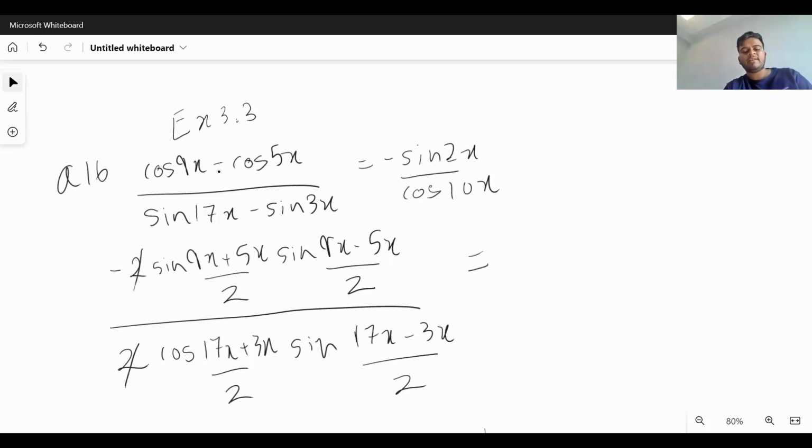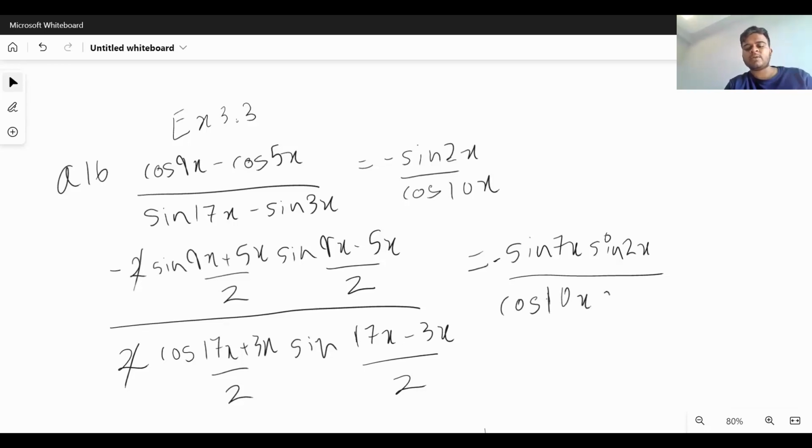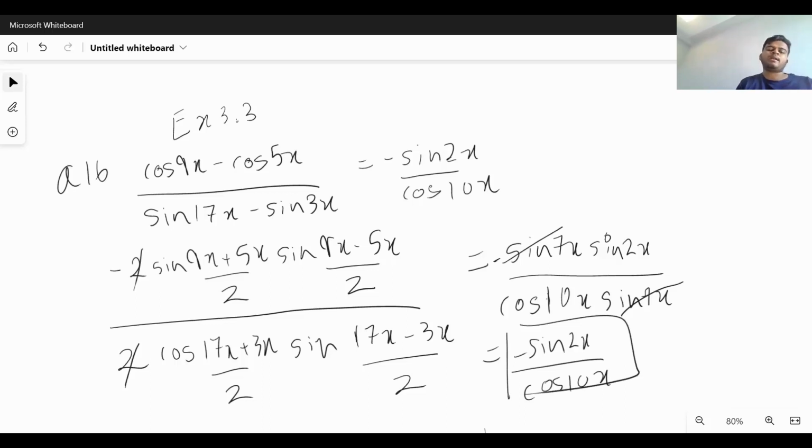9 plus 5 is equal to 14 divided by 2 is 7. So negative sine 7x into sine 2x, because 9 minus 5 is 4 divided by 2 is 2. And here I have cos of 17 plus 3, which is 20, divided by 2 is 10. I have cos 10x. 17 minus 3 is 14 divided by 2 is 7. So I have sine 7x. Sine 7x and sine 7x get cancelled. I'm left with negative sine 2x divided by cos 10x. That is my answer. Correct.